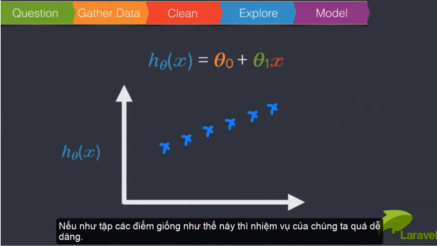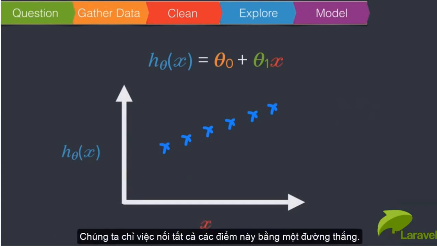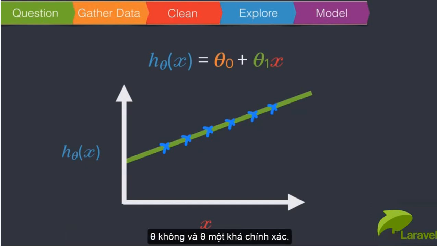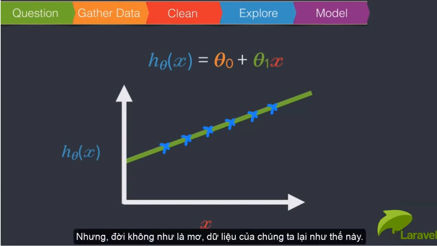If our data set looked just like this, our job would be easy. All we would have to do is connect all the data points with a straight line. And this also seems like the best option, because we would know that in this case, our estimates for theta 0 and theta 1 would be very accurate. However, real data looks more like this.